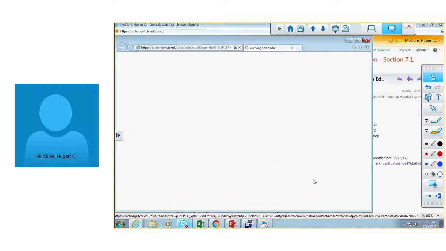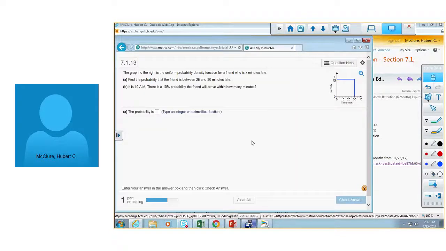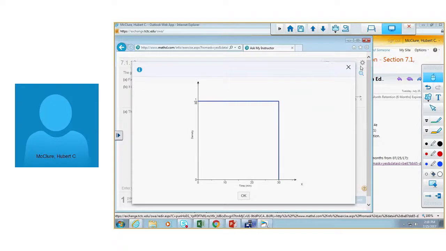7.15. Let's try this one. I don't know what this is. Oh, that's uniform distribution. We did that. Yeah, go right ahead. They already did the height for you, so all you've got to do is mark 25 and 30 minutes. So that's going to be 5 minutes. 5 times 1/30 is what? Pretty much, that's it.